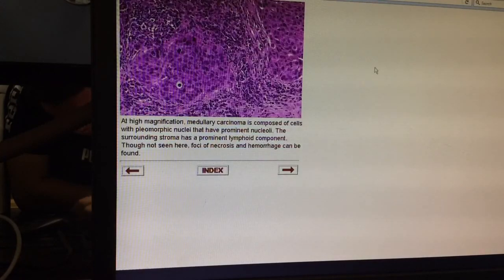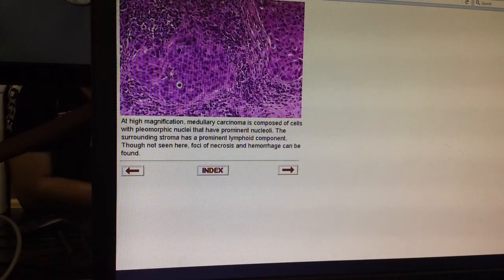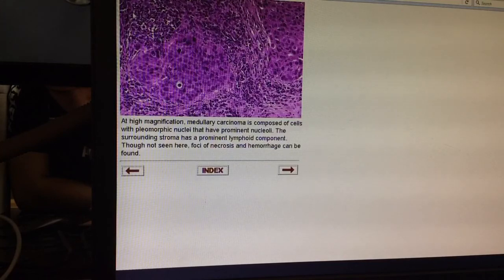This is another variant of carcinoma of the breast. This is called the medullary carcinoma of the breast. Medullary carcinoma of the breast means there is a multinucleation of the cells, there is loss of borders, and there is a great or abundant lymphocytic infiltration, and the tumor is not usually infiltrative, it has a pushing border.